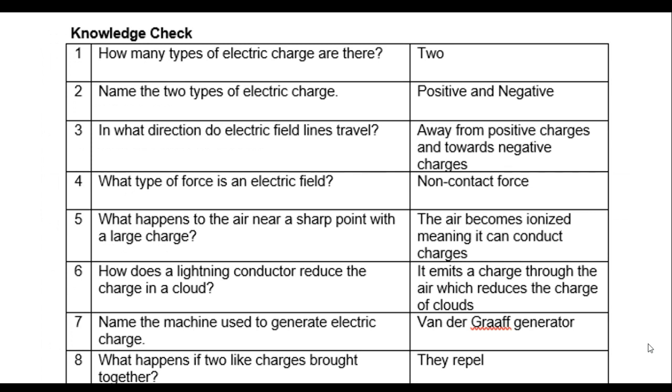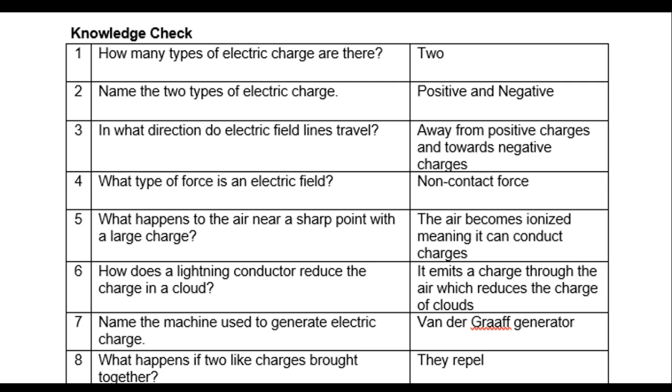Here are the answers. So for the first question, how many types of electric charge are there? There are 2 types. These types are positive and negative. In what direction do electric field lines travel? They travel away from positive charges and towards negative charges. And of course that's because they represent how a positive charge would move. The positive charge would be repelled away from a positive charge and it would be attracted towards the negative charge.